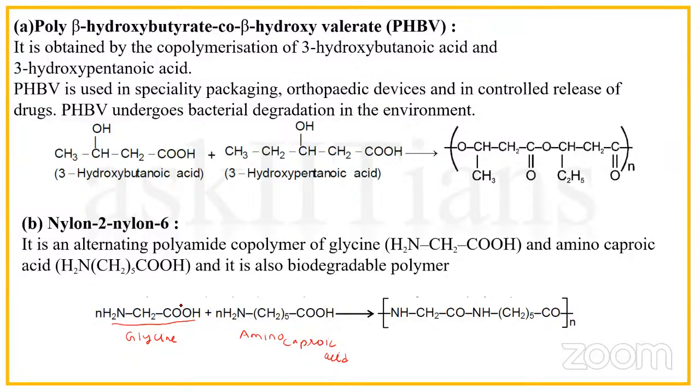So what happens? OH from the carboxylic acid end and H from the NH2 end will be removed and we get CONH. This polymer is known as nylon 2, nylon 6. It is in the category of biodegradable polymers. So we have discussed the biodegradable polymers PHBV and nylon 2, nylon 6. Now, I will show you some examples of important polymers. Just wait for a second.